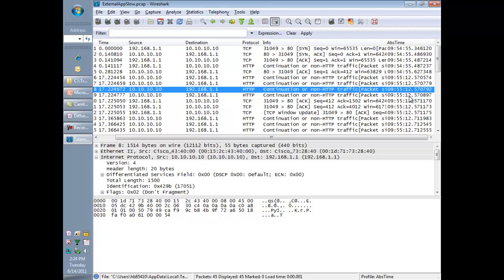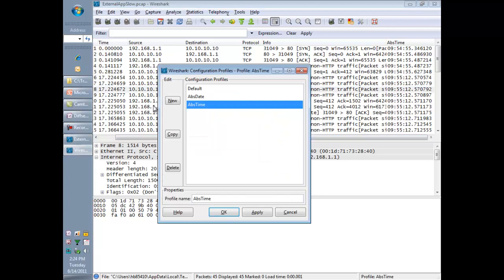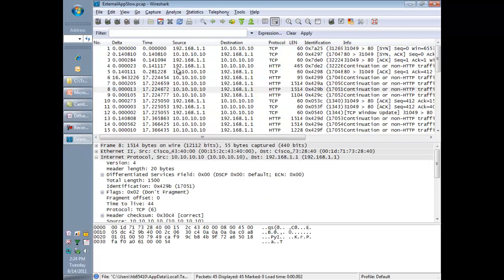Okay. The other thing that I do is, I don't have it here because this is the new Windows 7 build that I have.